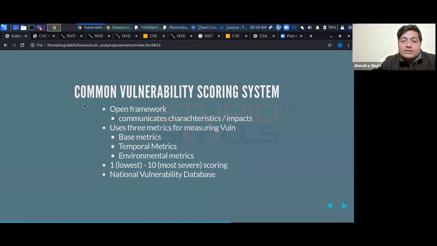And as I showed you on CVE details, you have some kind of a scoring which is done. And then there is a National Vulnerability Database, which is actually created by the US. Okay. And I'll just show it to you.